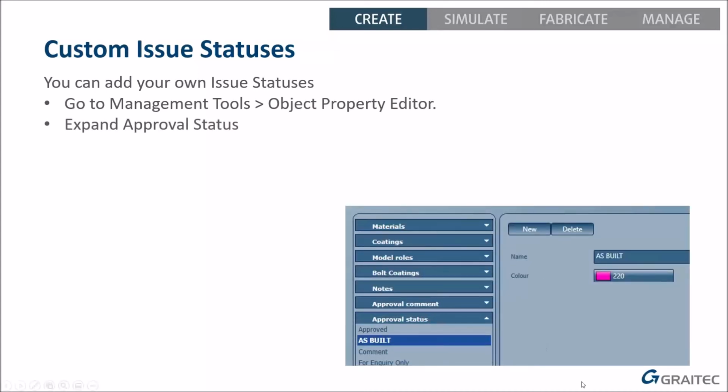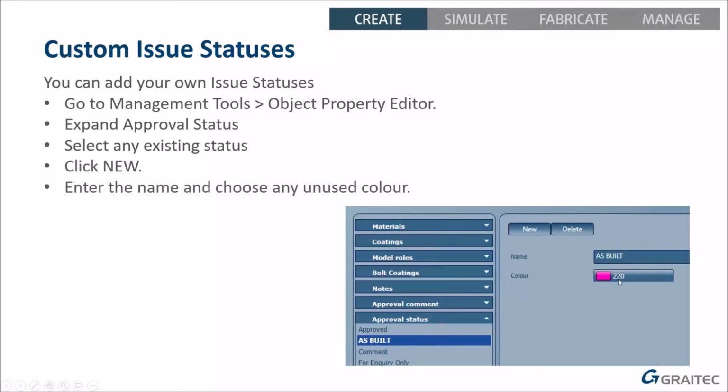And you can expand the section saying Approval Status, and you'll have the ones listed that exist. Select any existing one, click on the button saying New, then you can type in a new name and choose a new color. You can't use the same color twice, so choose any color that's not already used. And then you click the Apply button at the bottom right, and that's created a new status. So it's very easy to do.